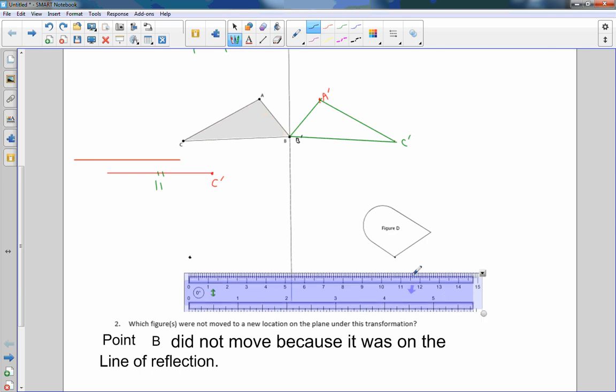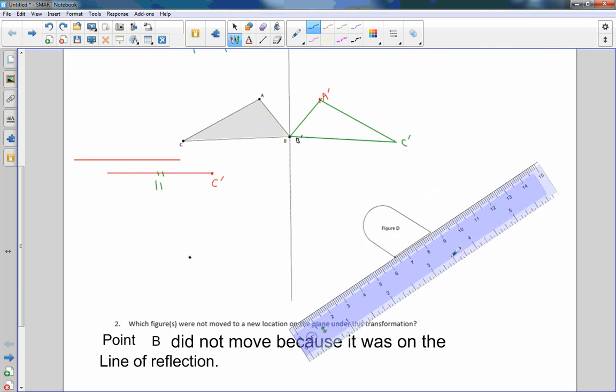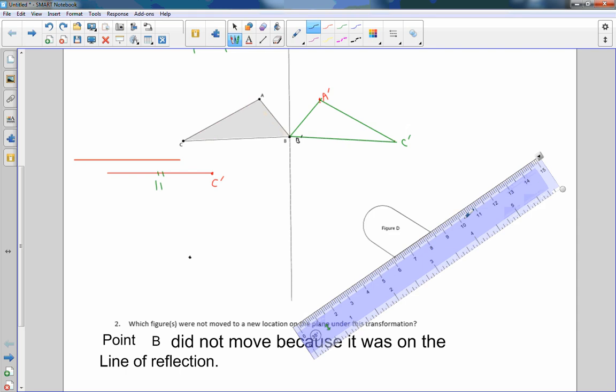Okay, now I'm just going to copy this the best I can. And I'm going to use a straight ruler here. And then I'm just going to do the best I can here.